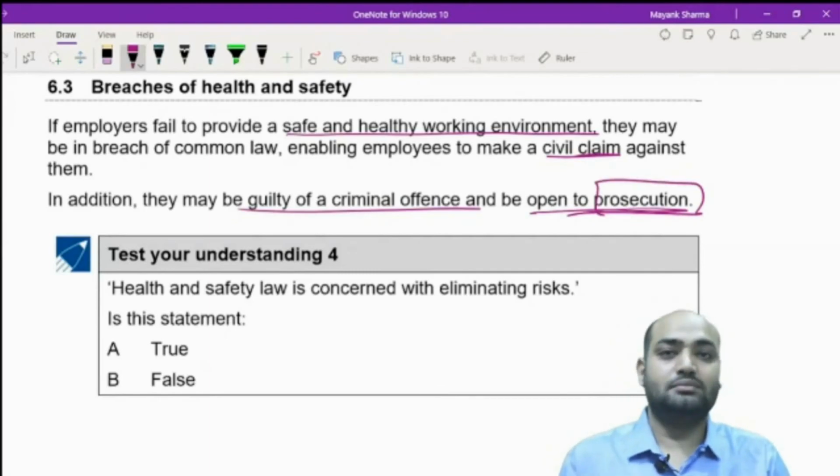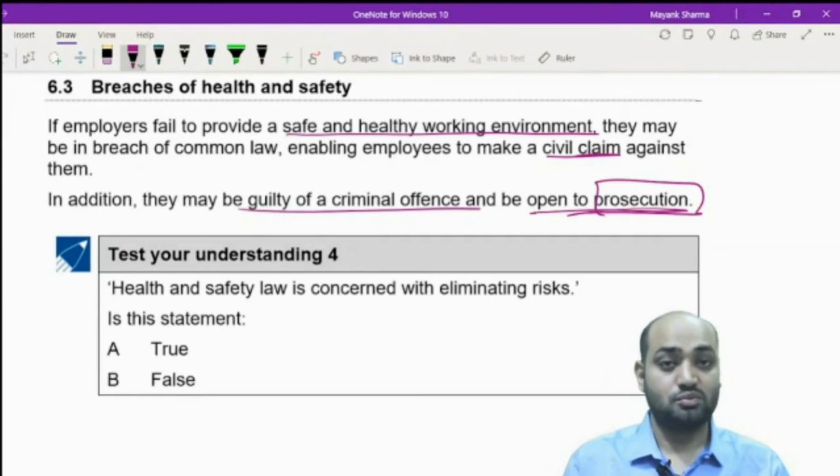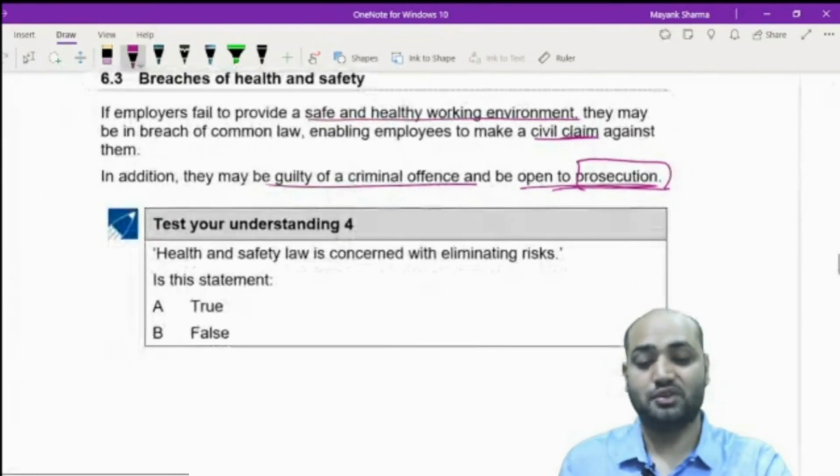So workplaces can be hazardous. Businesses can deal in hazardous chemicals or hazardous environments or hazardous processes, and that may result into harm to any human or anyone's health or safety. And all such health and safety measures should be followed, otherwise there will be prosecution.